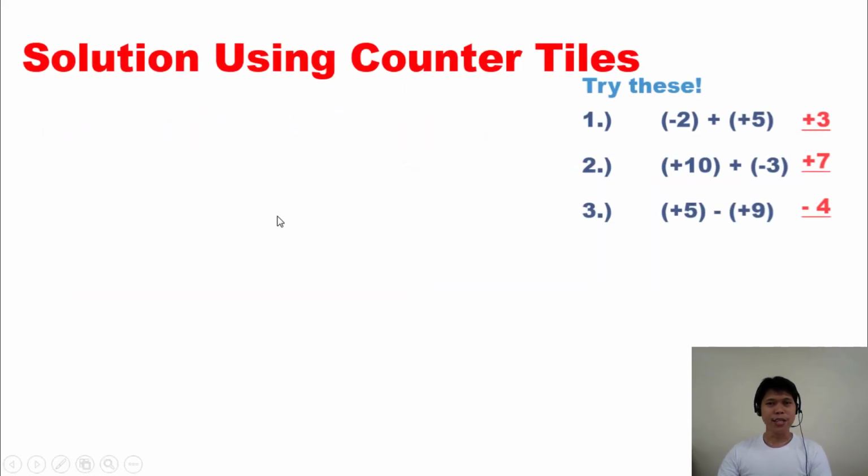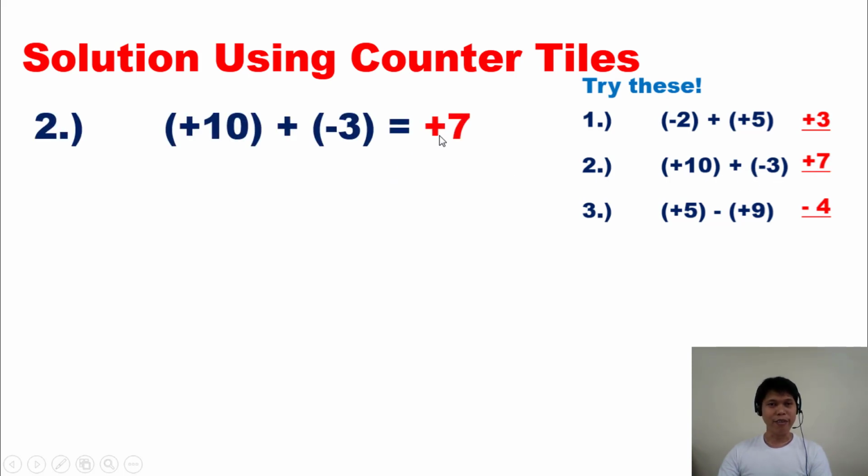Next is the second problem, which is positive 10 plus negative 3. It should be positive 7. So let's try to show it.